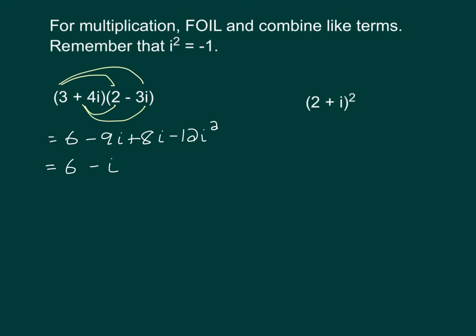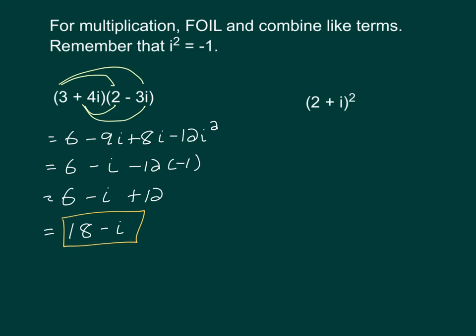Negative 9i plus 8i is minus i. I don't need the 1. And I'm going to say, instead of minus 12i squared, I'm going to make that a negative 1 to multiply by my 12. Which is going to give me 6 minus i plus 12. And then I can combine like terms and get 18 minus i. That'll be my final answer right there. I shouldn't end up with an i squared in my final answer.